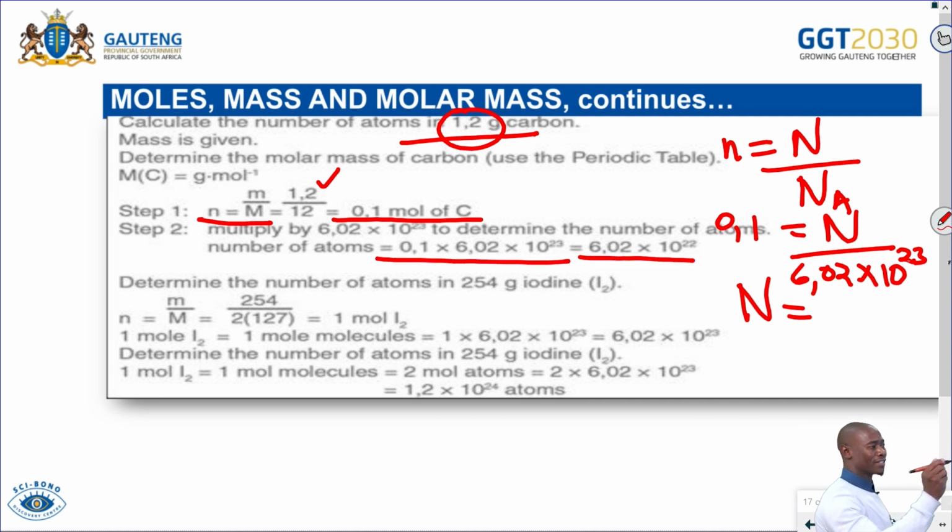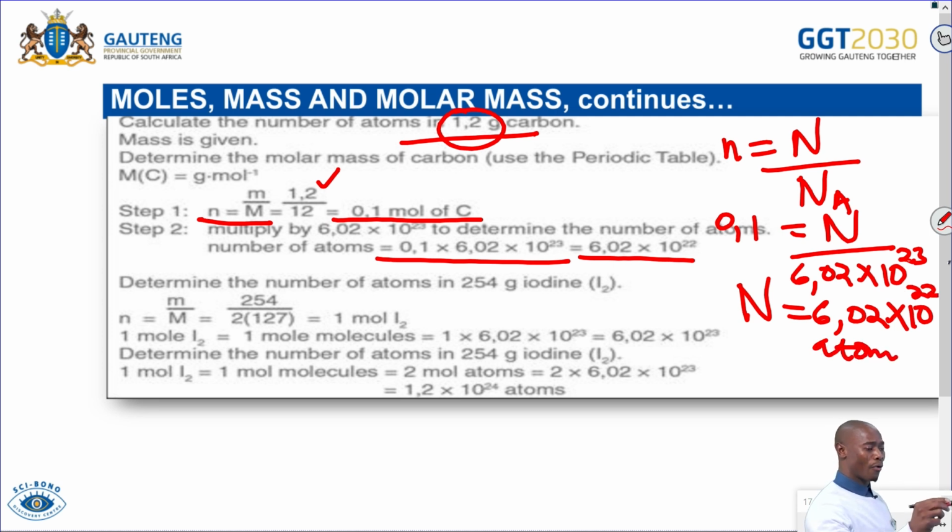It is 6.02. So here we have 6.02 times 10 to the power 22 atoms of carbon. So you can calculate the number of atoms using that equation. But for you to be able to calculate the number of atoms, you need the number of moles. In this case, we are not given the number of moles, but we are given the mass. So we converted that mass to number of moles using the equation n equals mass over molar mass.